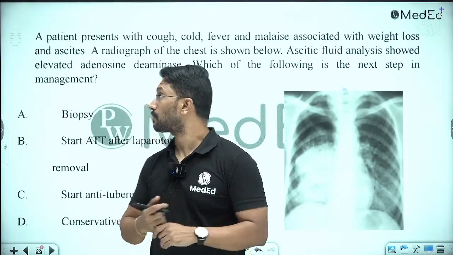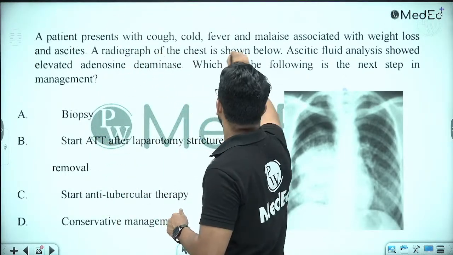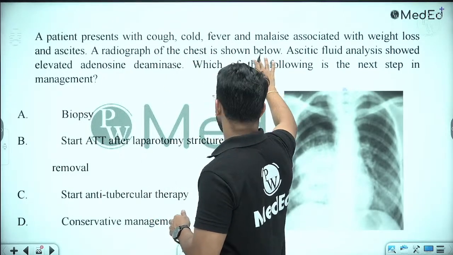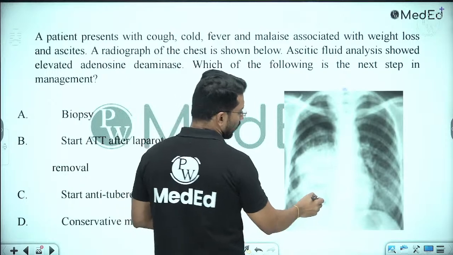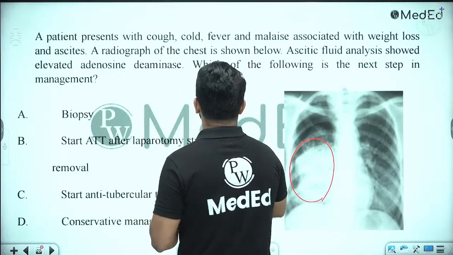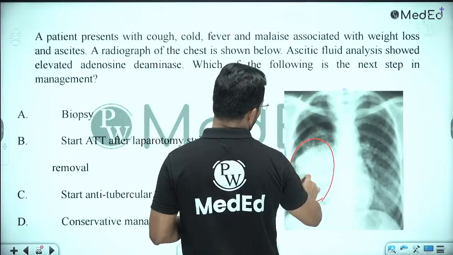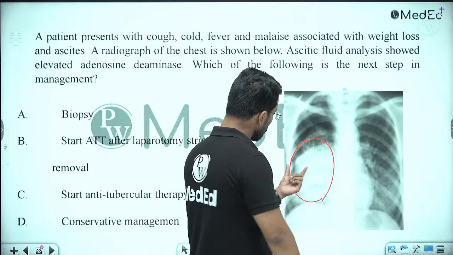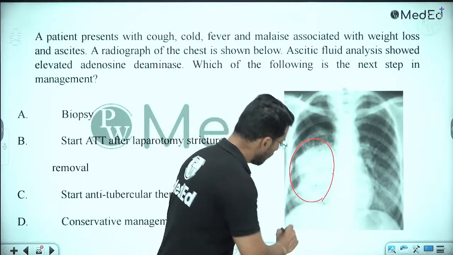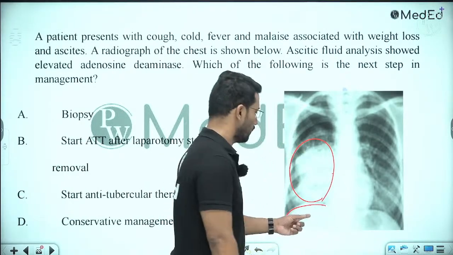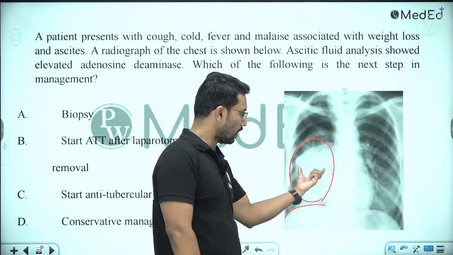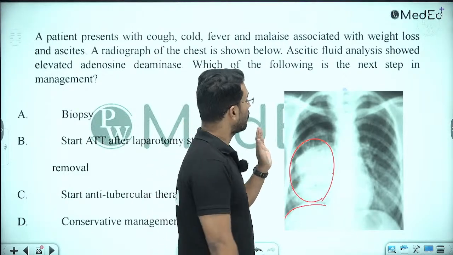So here is a question. A patient presents with cough, cold, fever and malaise associated with weight loss and ascites. Radiograph of the chest is given below. So when you look at the chest, I can see opacity in the mid lobe of the lung, right? And then why is it mid lobe? Because you can see the silhouette sign here. The opacity is merging with the cardiac opacity. So it is not the lower lobe. I can see the diaphragm clearly separated from the lung field. But where the cardiac border ends and where the opacity starts is a bit difficult to say. This is a mid lobe opacity.